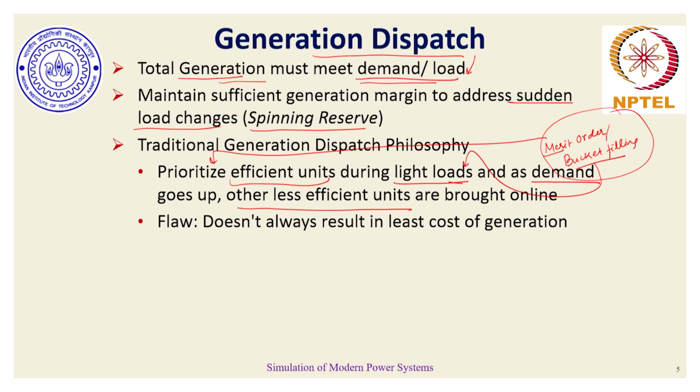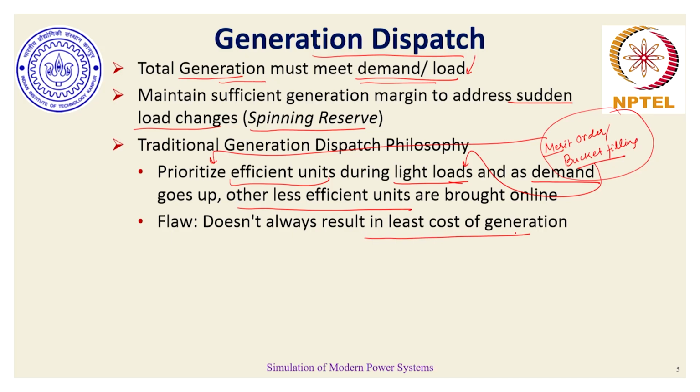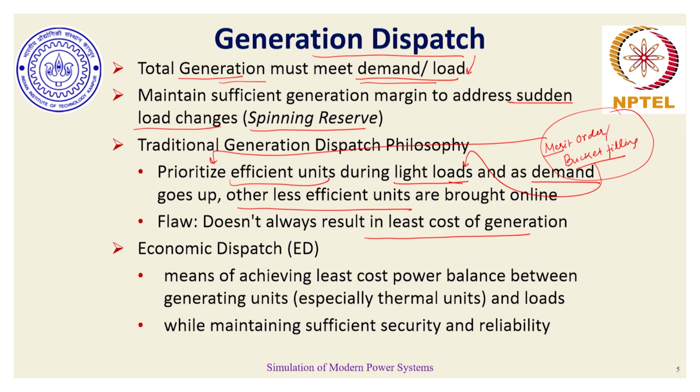Essentially, the bucket is the total load which is present, and starting with the cheaper or more efficient generator, it is turned on, and then as the load increases, the next costly generator comes up, and so on. The problem with this merit order bucket filling approach, from the human mind perspective, is that it would appear that I will always get the least cost of operation with this merit order approach, because cost is also important. That's not true. It doesn't always result in the least cost of generation, which is where the exercise of economic dispatch comes in. It does the same exercise, that is, it tries to meet the same constraint.